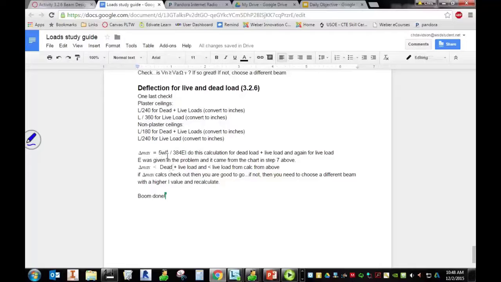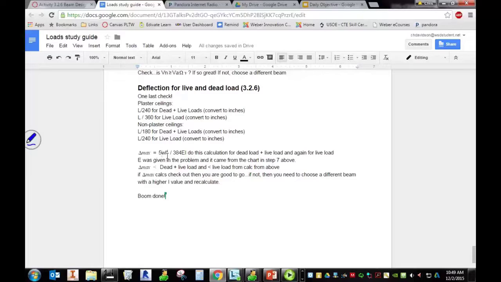Delta max equals 5, the W or the lowercase omega. That's for our load. Now remember, we're doing one problem for dead load and live load. We're doing another problem for just live load. So I'll help you out a little bit with this one. The one that's dead load and live load, that's our 1,000 pound feet. So we have 5 times our 1,000 pound feet. Don't forget that needs to be converted to inches.